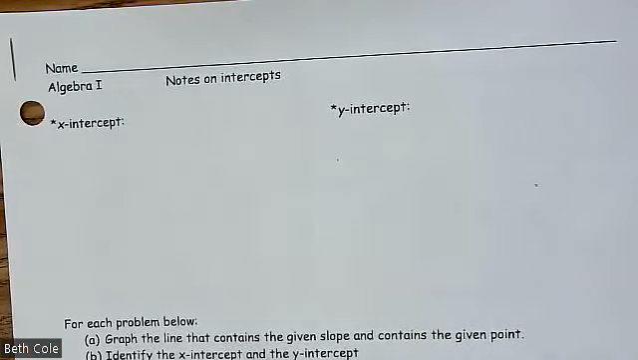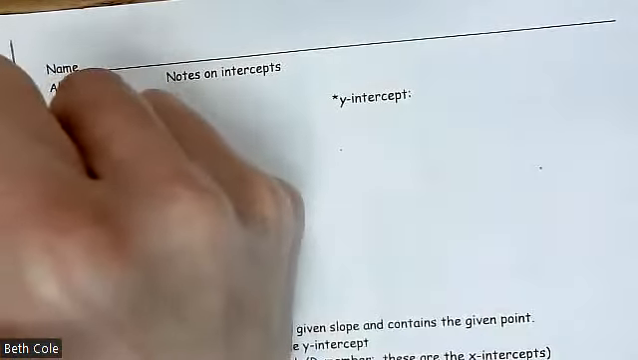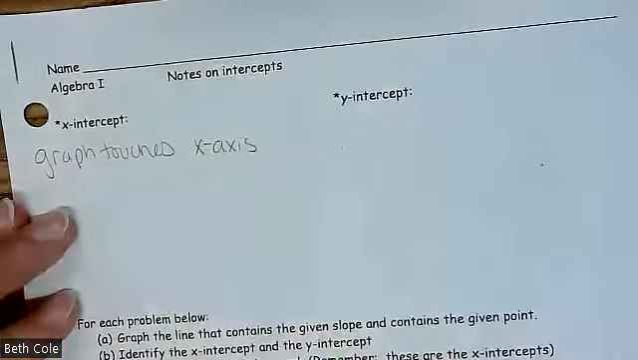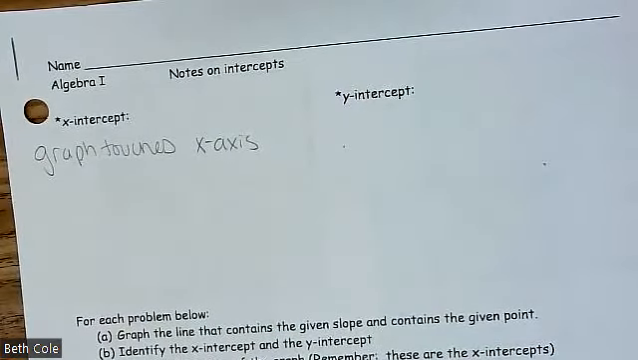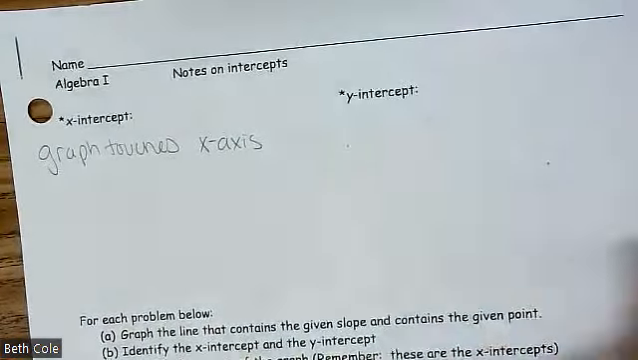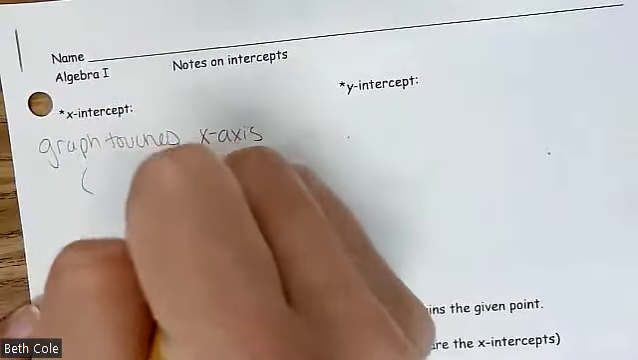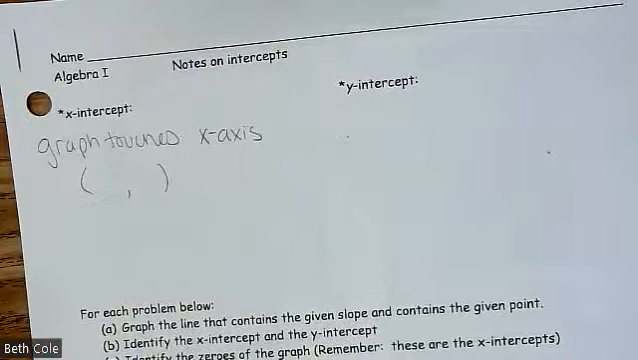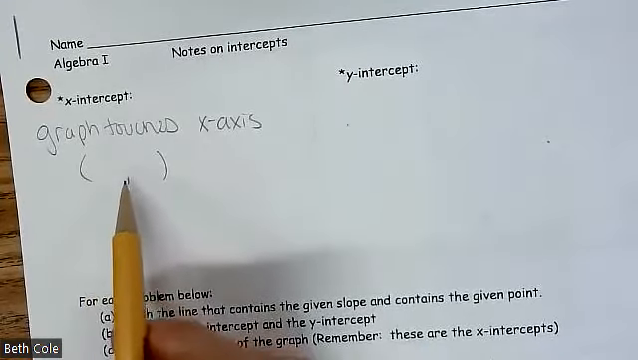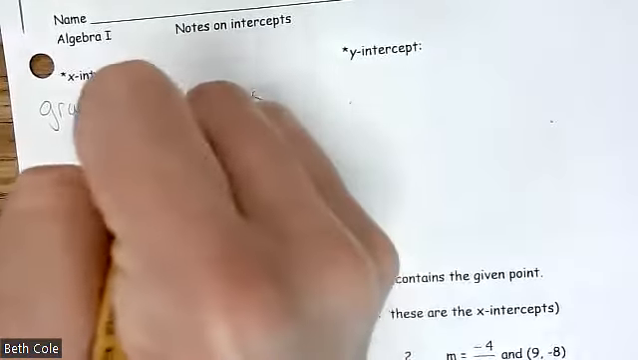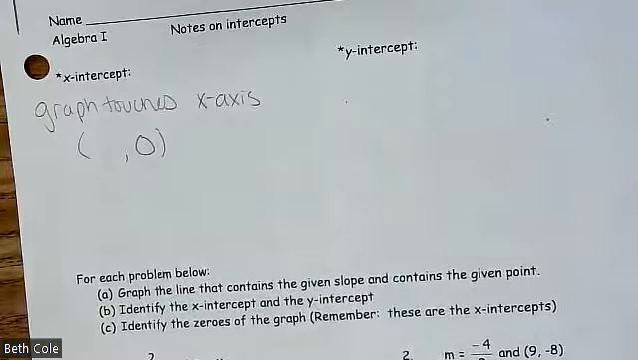All right, an x-intercept is where the graph touches the x-axis. It logically makes sense. It's where it intercepts the x-axis. So that coordinate point would be something, like you'd have some number here, comma, what? If it's on the x-axis, it'd be something, comma, 0. Like 2, 0, 7, 0, -5, 0. That's where it's going to touch the x-axis.